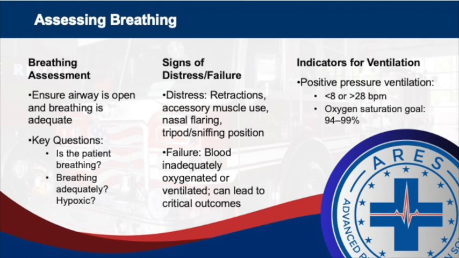Certain criteria indicate the need for positive pressure ventilations with an airway adjunct. These include respirations that exceed 28 breaths per minute, respirations fewer than 8 breaths per minute, or breathing that is too shallow to allow adequate air exchange. Shallow breathing can be identified by minimal chest movement, reduced tidal volume, or poor chest excursion. Pay close attention to how much effort the patient is using to breathe.